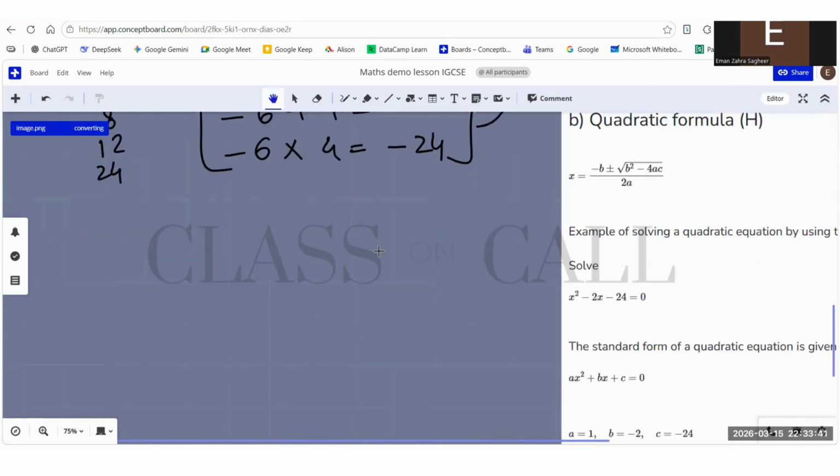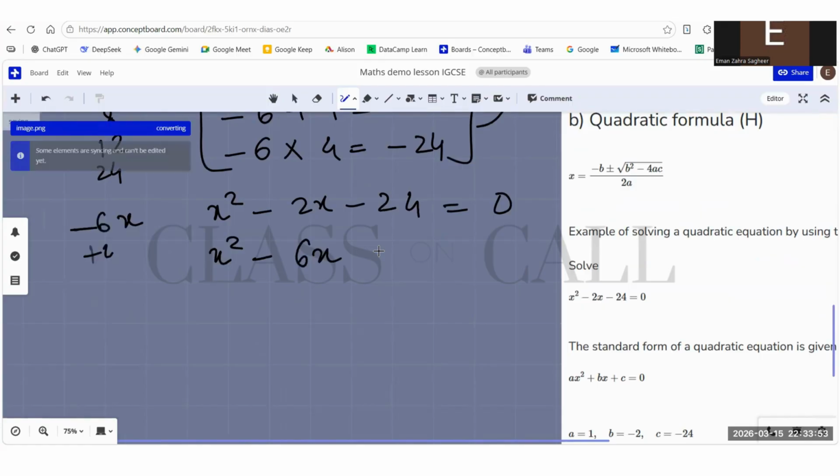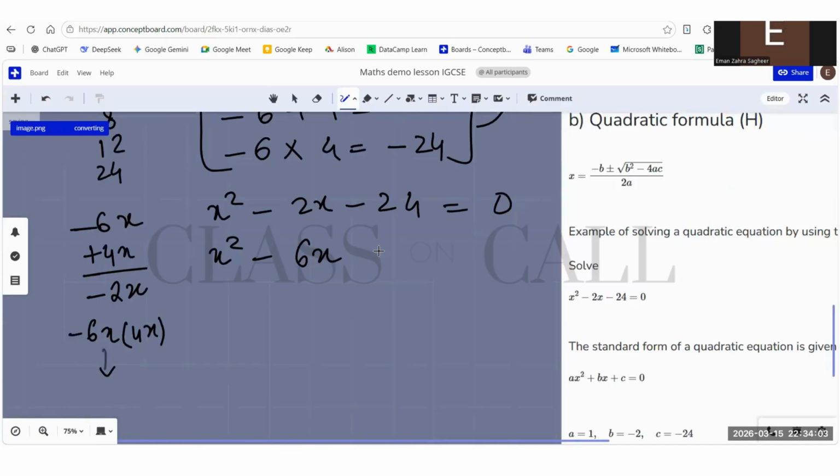Now I'm going to write this again because I want to solve this by factorization. Now I have found two factors, so x squared minus 6x plus 4x minus 2x... if you say it's minus 6x plus 4x, that's going to give you minus 2x, right? And when you multiply minus 6x and 4x, you get minus 24x squared, which is basically this product here, okay? So my factors are x squared minus 6x plus 4x minus 24 equals 0, okay? So do not forget the equality sign and the 0, okay? That's important. Then we have to factorize.